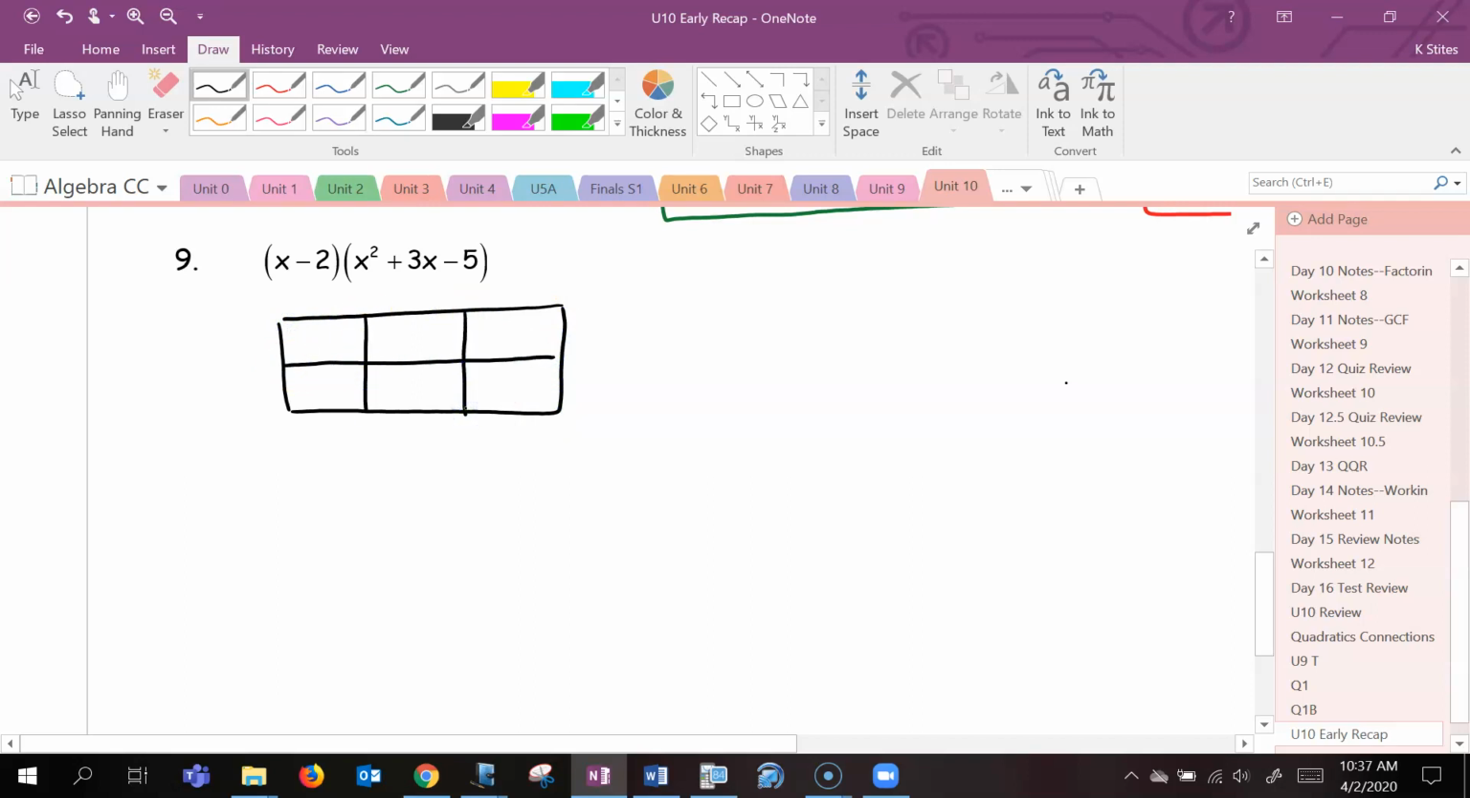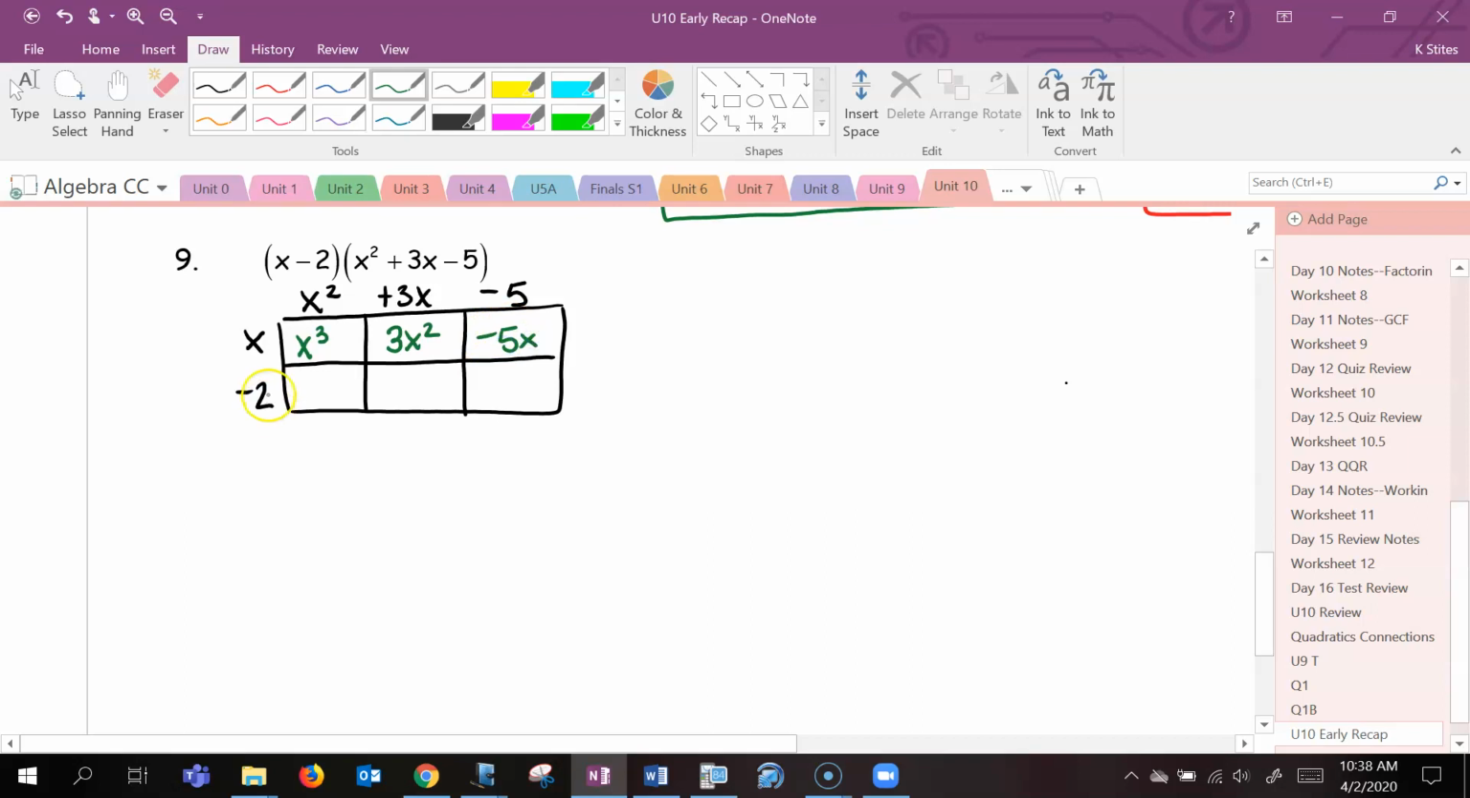Okay, so I'm going to make a 2 by 3 box. X squared plus 3x minus 5. That's going to go along the 3 side because that's a trinomial. And then x minus 2 will go along this side because it's the binomial. And then you're just going to multiply and you're going to fill each little box. X times x squared is x cubed. X times 3x, 3x squared. X times negative 5, negative 5x.